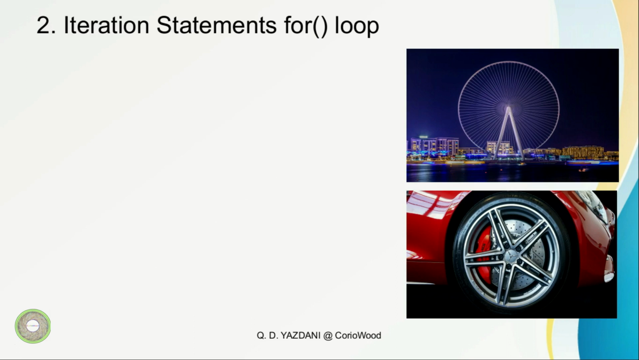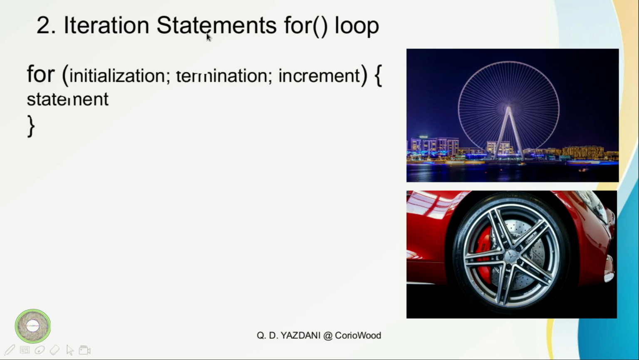It's just like a wheel, as you can see here. Just like the wheel of a car, it goes around and around in a circle. So it's very useful in any programming language. It goes around and around in a circle, so it iterates that statement. So how do we write a for loop?